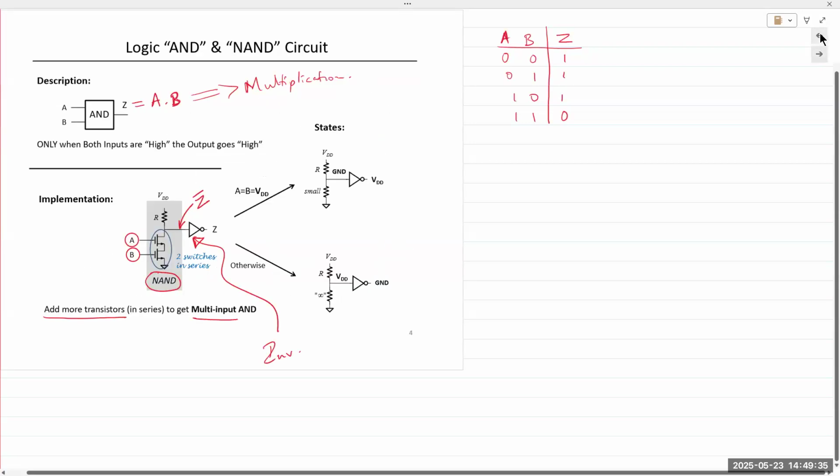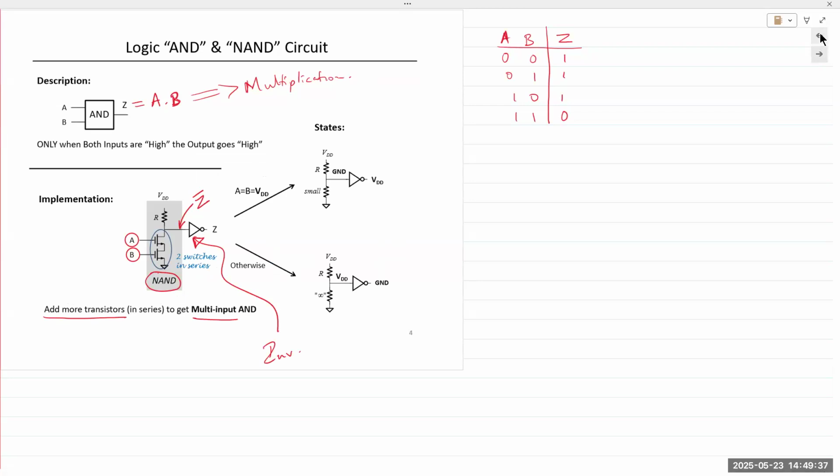Okay. Did all of that make sense? All right. And again, you have these in your lab kits. If you wish to experiment, you can go ahead and do so.